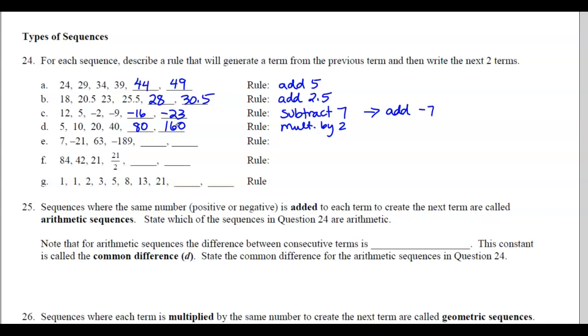Next one, positive, negative, positive, negative. So we're multiplying by a negative. We can't do that with adding. And then 7 times 3 is 21, times 3 is 63, etc. So multiply by negative 3. So what is, I don't know, 189. So that's going to be positive 567. Negative 1,701.